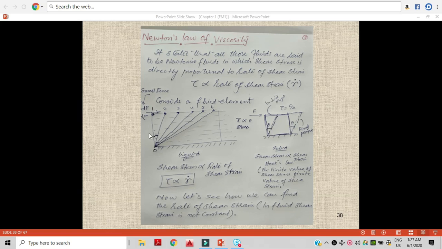So in a fluid we cannot use shear stress is directly proportional to shear strain, but instead of that we are using another concept, which is shear stress is directly proportional to rate of shear strain. So tau is equal to this gamma dot, which is called the rate of shear strain. Now let's see how we can find the rate of shear strain in a fluid. Shear strain is not constant, it is moving continuously.